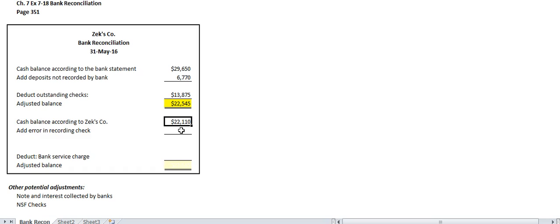It says a check for $50 in payment of an account was erroneously recorded in the check register as $500. So we paid $50, but we recorded $500 by mistake, right? And that could happen because if you put a $500 on both sides, it's still gonna balance, right? So if you credit cash for $500 and your debit accounts payable for $500, it's still gonna balance and you're not gonna catch that error. But here is an opportunity to catch that error.